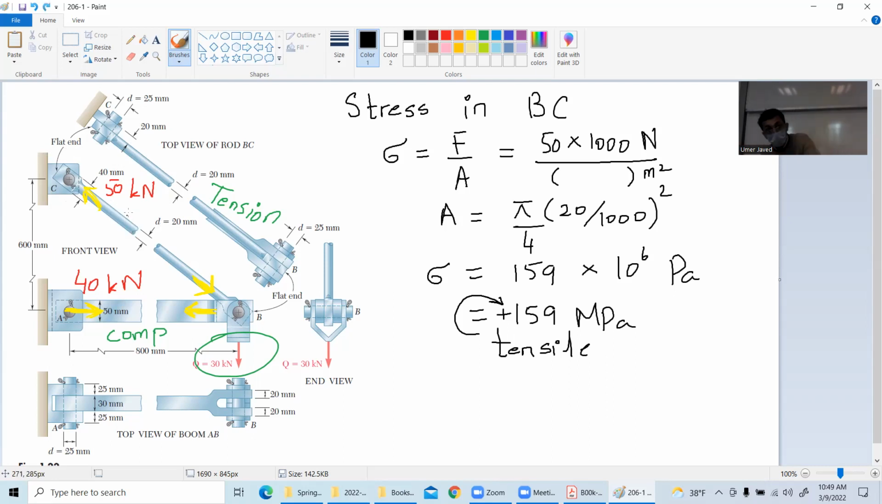That's fine. Now I have to focus here. So let's focus here. And for those of you who are wondering, do we know right now whether the structure will break or not? It's too early to comment on that. Right now, we have figured out that there is 159 megapascals of stress in this portion of the rod.